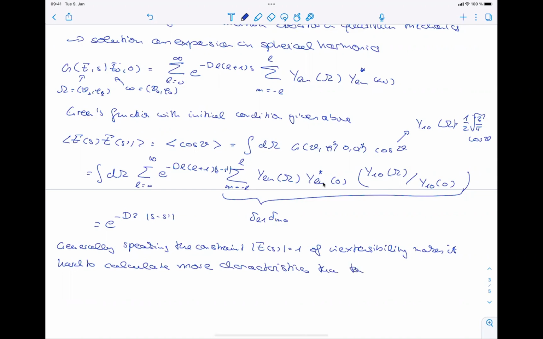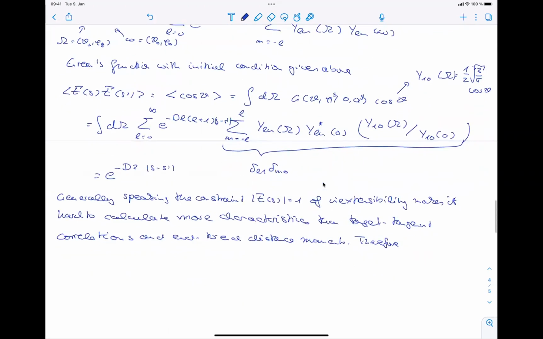then basically tangent correlations and things that are just related to tangent correlations, namely end-to-end distances, moments. Therefore, we need approximations.